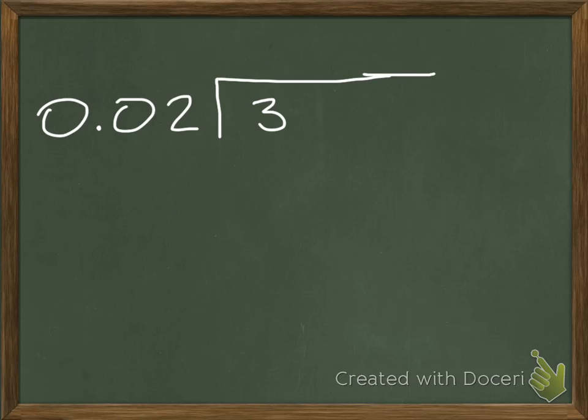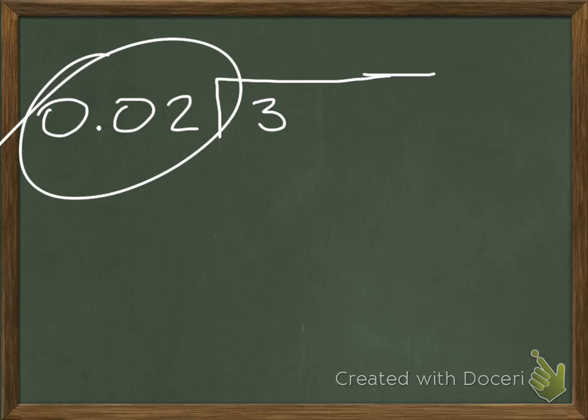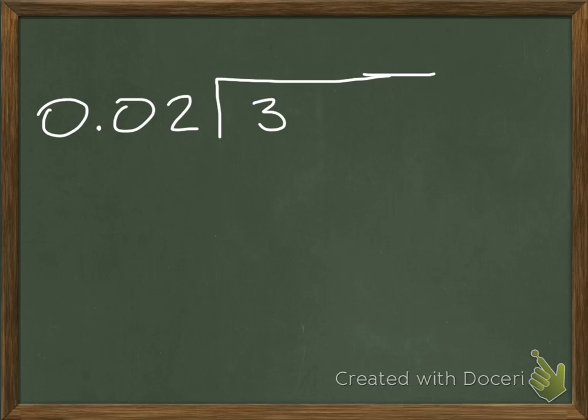So we have 3 divided by 0.02. We cannot do this because we don't want a decimal out here. We want to get rid of it. The way we get rid of it is we move it to the right as many times as we need to until it's all the way at the end. So this one we move 2 times to the right. 1, 2. So now we just have a 2.